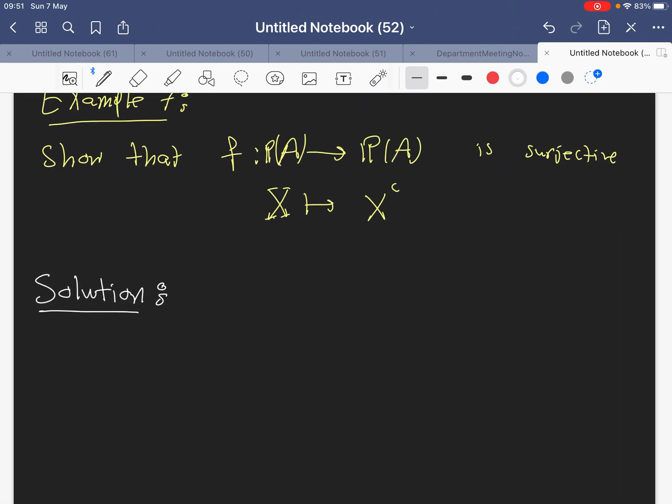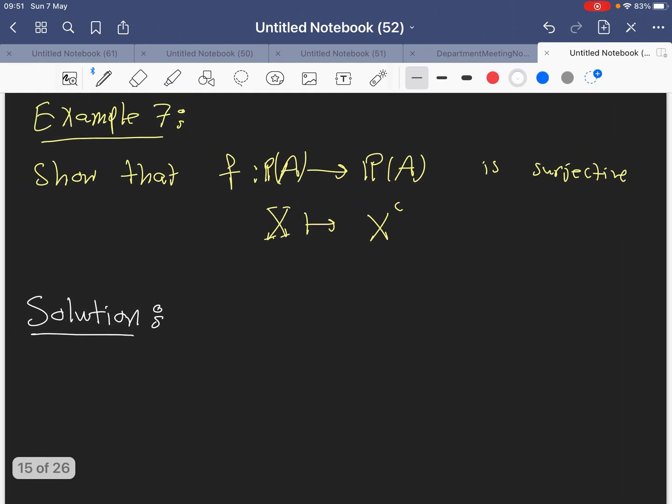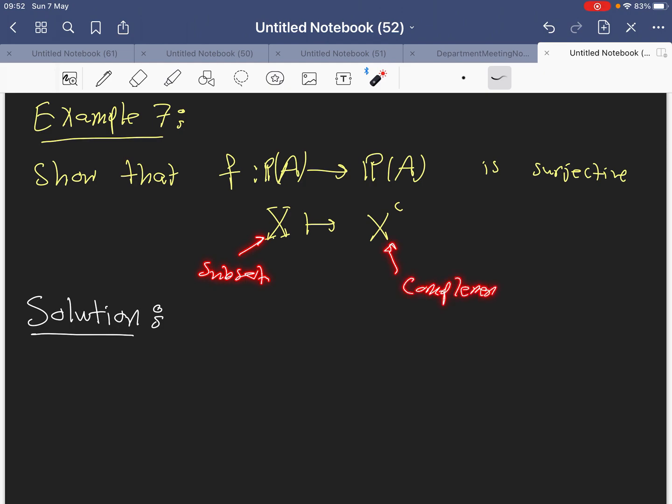The last example, as I said, we want to practice slowly but study the idea of a function from power set to power set. So here I will take a power set of A to the power set of A. I will take any subset as input, and the output will be the complement of X. Now, is there anything going to change? The answer is no. Why?